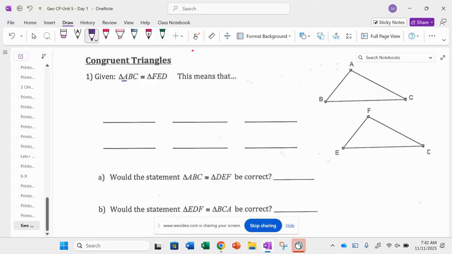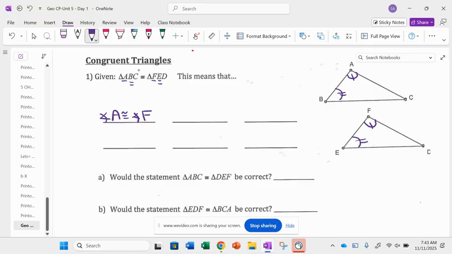So since A is first and F is first, that means angle A is congruent to angle F. Because remember, if the figures are congruent, that means every part of them is also congruent. So angle A congruent to angle F. Since B is written second, what does that mean? Angle B has to be congruent to which angle? E, because E is written second. So B is congruent to E.